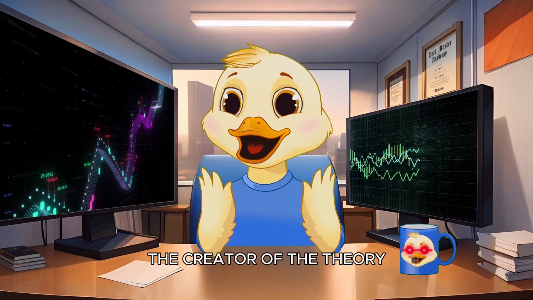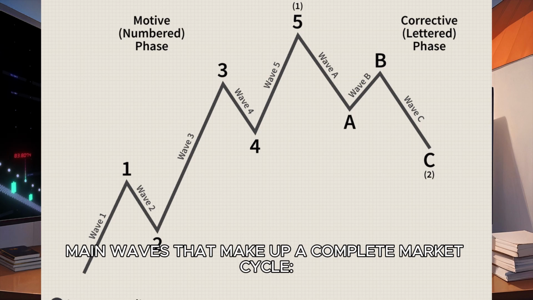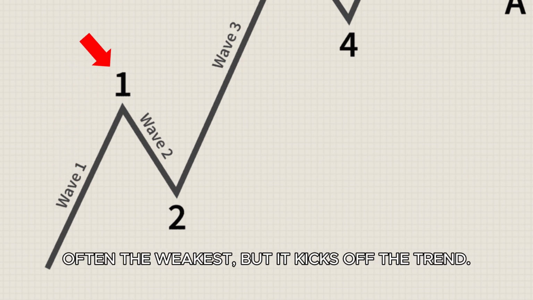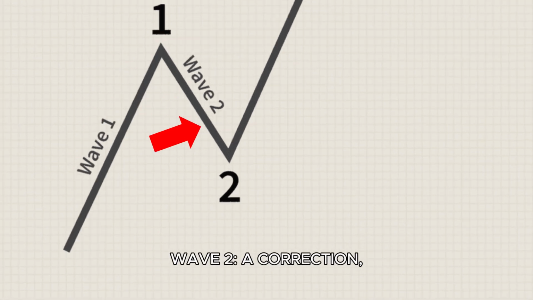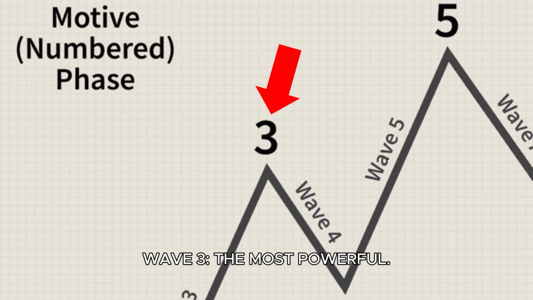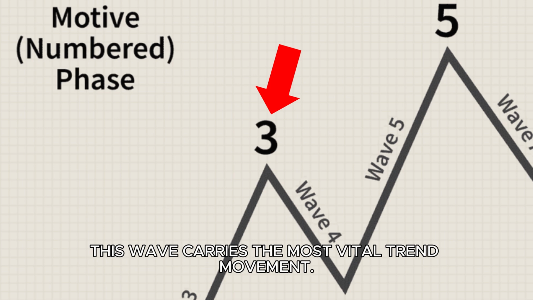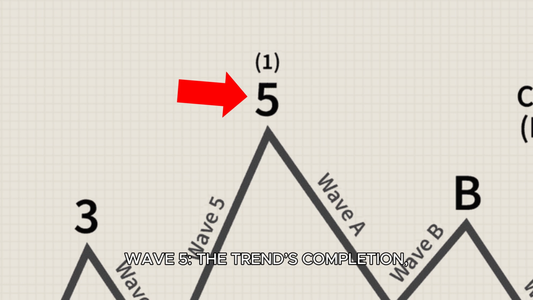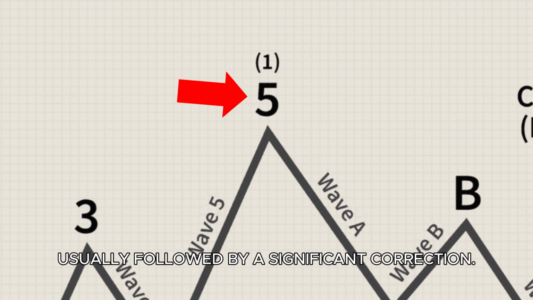The creator of the theory outlined 5 main waves that make up a complete market cycle. Wave number 1, the initial growth, often the weakest, but it kicks off the trend. Wave number 2, a correction where traders who jumped in on the first wave lock in their profits. Wave number 3, the most powerful. This wave carries the most vital trend movement. Wave number 4, a correction before the final push. Wave number 5, the trend's completion, usually followed by a significant correction.